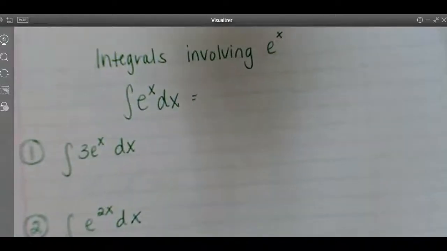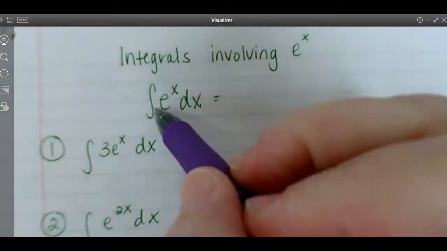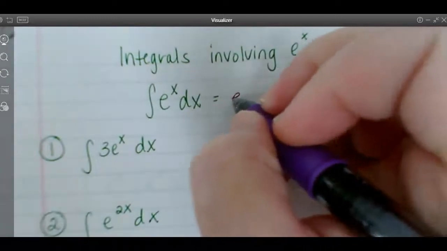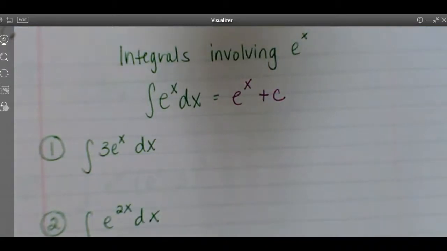So here we're talking about integrals that involve e to the x. And we've already kind of just real quickly discussed that if we have the integral of e to the x, we know that that's e to the x. Because the derivative of e to the x is e to the x, the antiderivative of e to the x should also be e to the x.